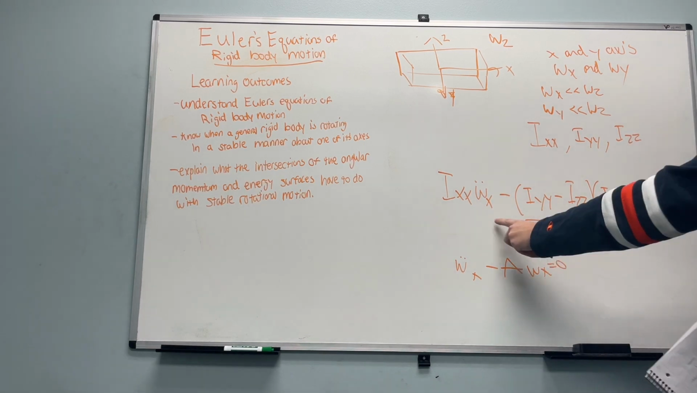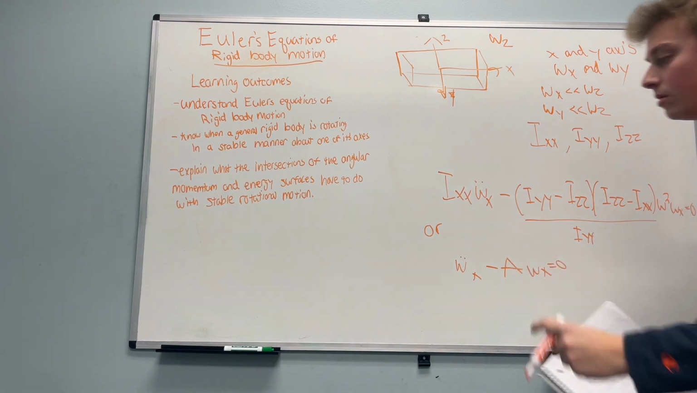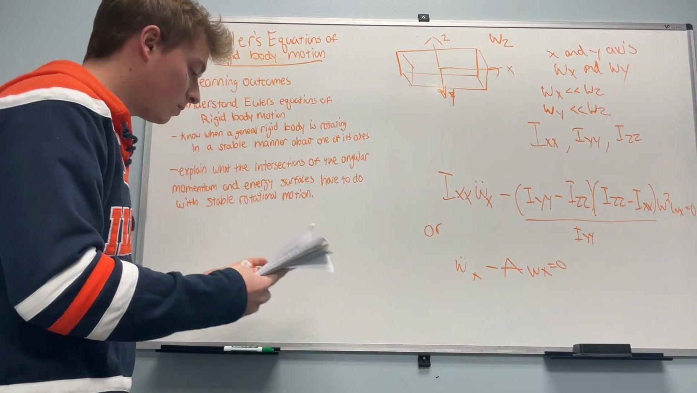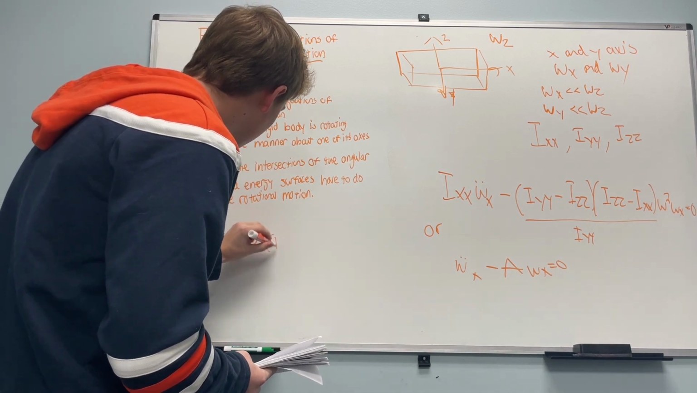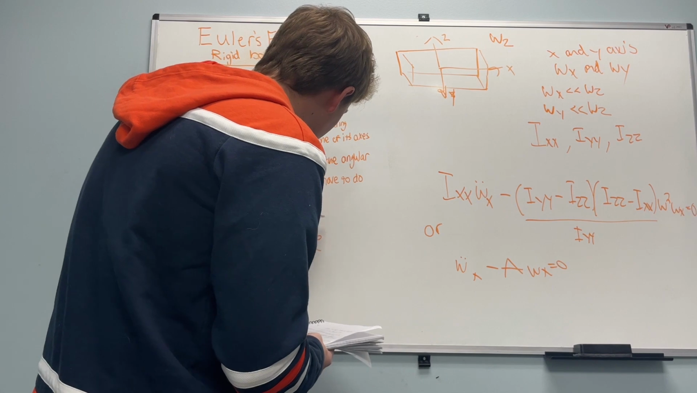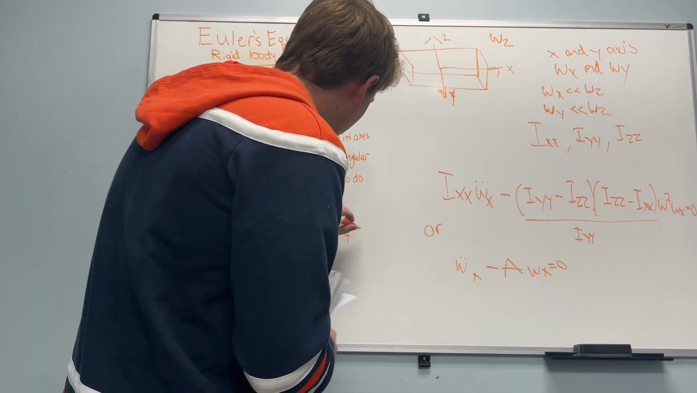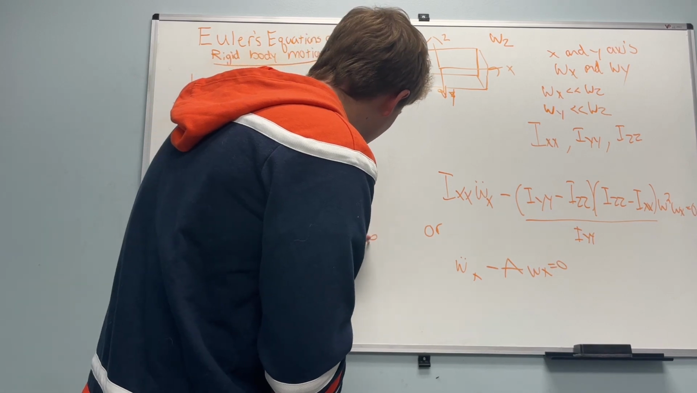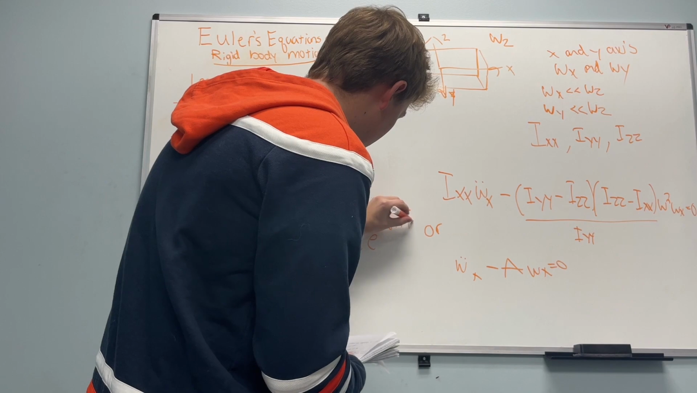Now the solution to either of these equations, either of these differential equations, can be written as omega x of t equals b e to the square root at plus c e to the negative square root at.